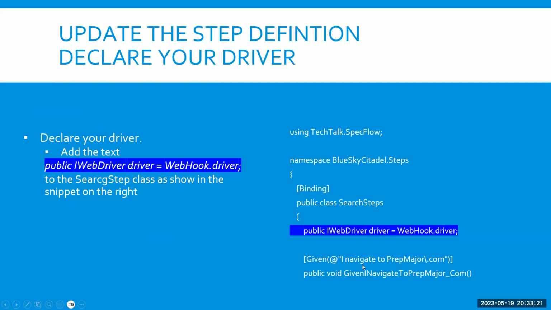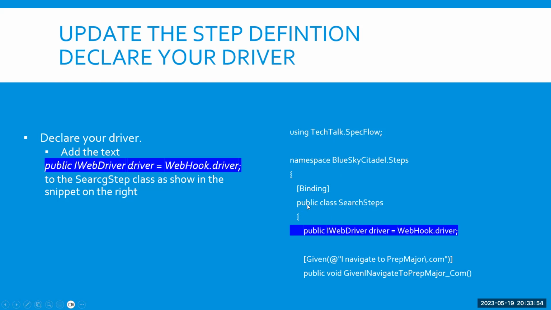So this is how it will look. You will have the using TechTalk.SpecFlow, which supports your test to be binding, and you can run your test. And you have the namespace, which is the project. This is the project, which is called BlueSkyCitadel. And you have your step, which is one of your folder structure, which is called Steps. And here you have the open curly braces, and you have your Binding. We allow your feature file to bind, and you have your public class.